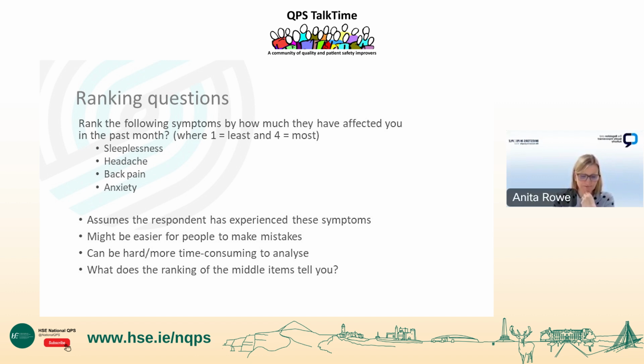And we also need to be mindful that it's really easy for people to make mistakes when they're ranking items. And it can be hard and more time consuming to actually analyze the responses. So for example, if you've got people to rank the symptoms, then how do you differentiate between the middle ones? Quite often it's easy to understand, well, that was their number 1, that was their number 5, but what's the difference between 2 and 3 here?